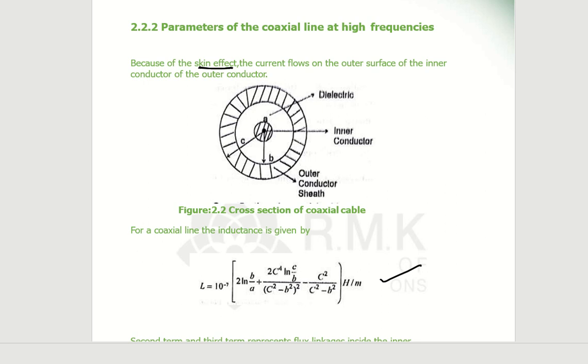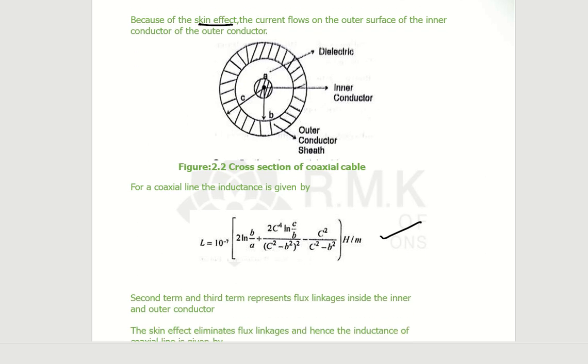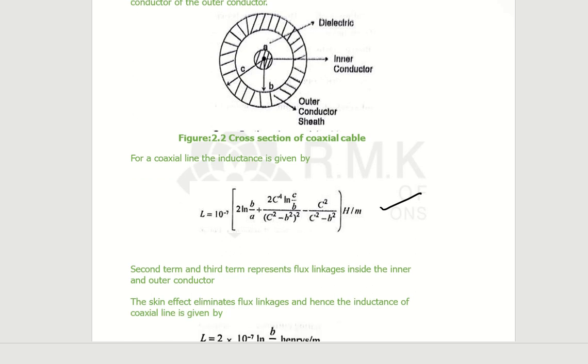For a coaxial line, inductance is given by L is equal to 10 to the power of minus 7 into [2 ln of b by a plus 2 c to the power of 4 ln of c by b divided by (c square minus b square) the whole square minus c square by c square minus b square] Henry per meter. The second and third terms represent the flux linkage inside the inner and outer conductor.